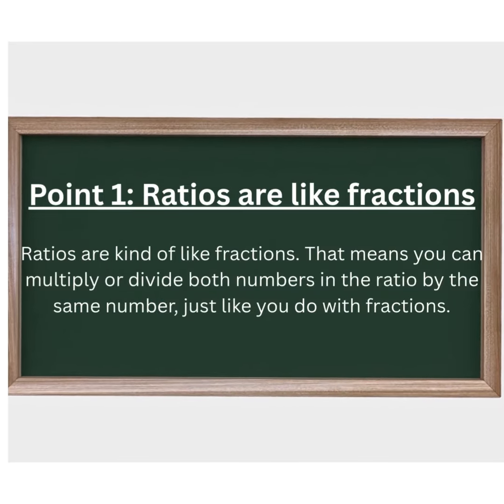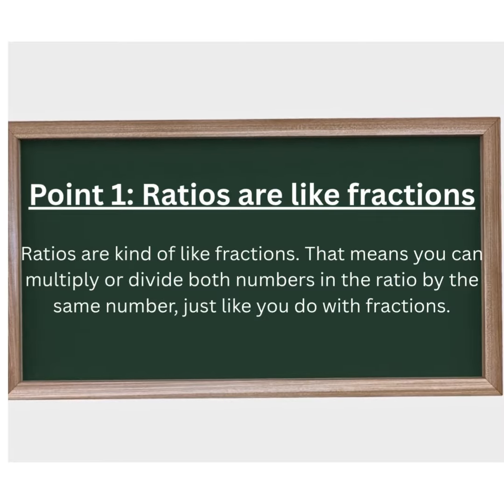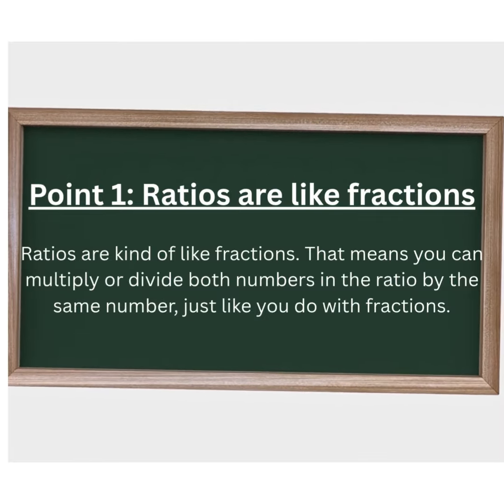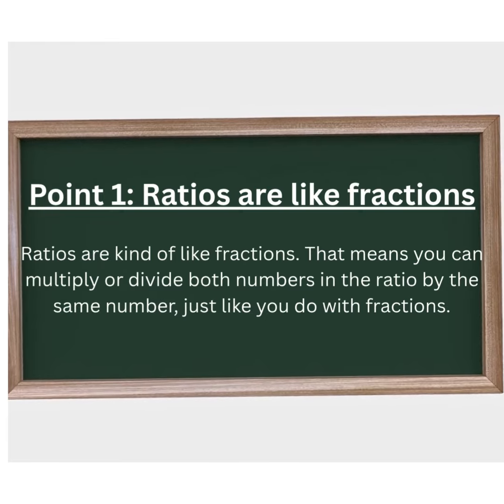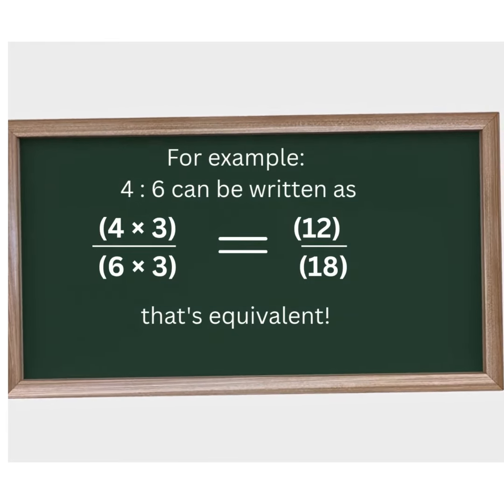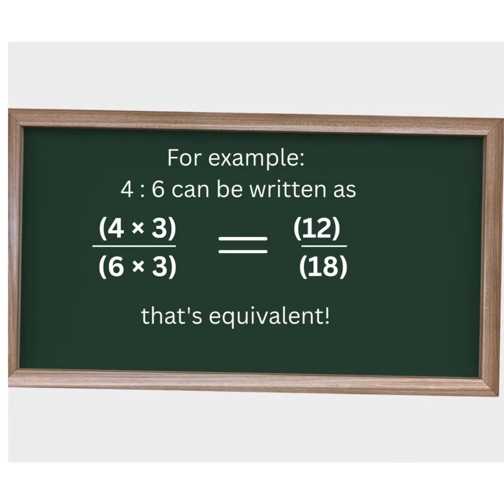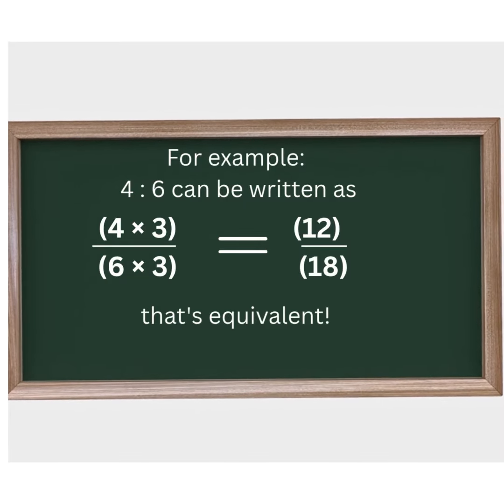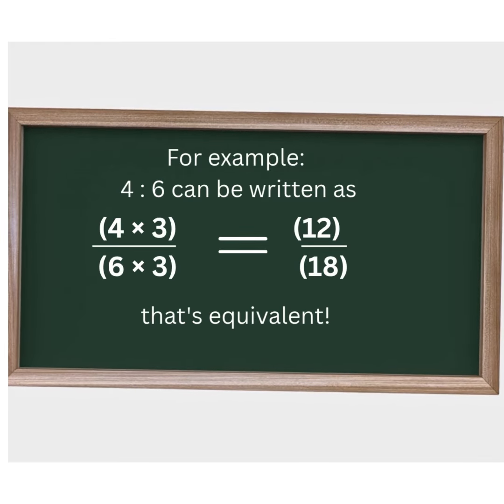Ratios are kind of like fractions. That means you can multiply or divide both numbers in a ratio by the same number, just like you do with fractions. For example, 4:6 can be written as 4/3, 6/3 equals 12:18, that's equivalent.